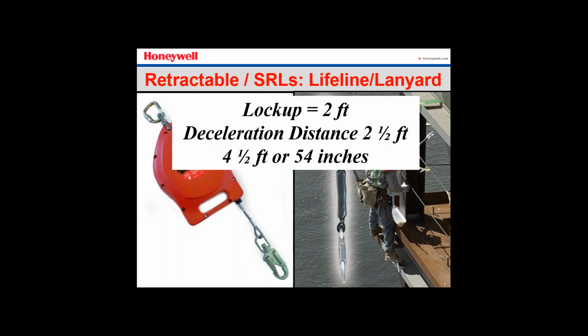ANSI requires a self-retracting lanyard to lock up within 2 foot. So the way to look at that is if I fall 2 feet, that unit has to lock up within those 2 feet. After it locks up, depending on the braking systems, it can go another 2.5 feet. So if you add those two together, that gives you 4.5 feet. Or if you look at the tag on your SRL, you'll see maximum arrest distance, 54 inches. The reason for the 54 inches is because ANSI writes everything in inches in their standards.